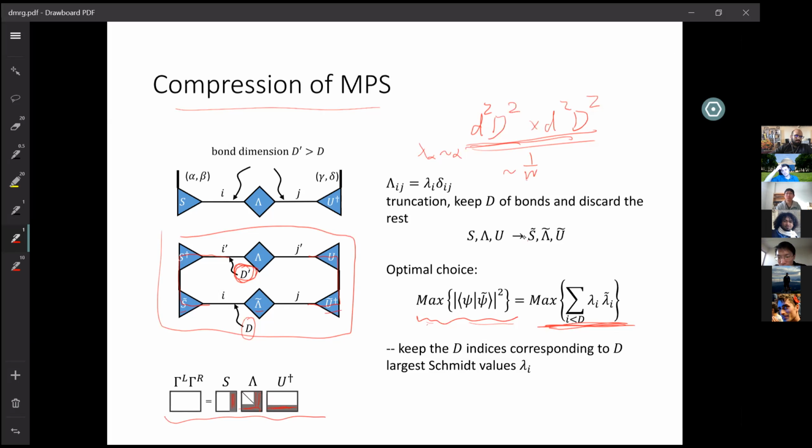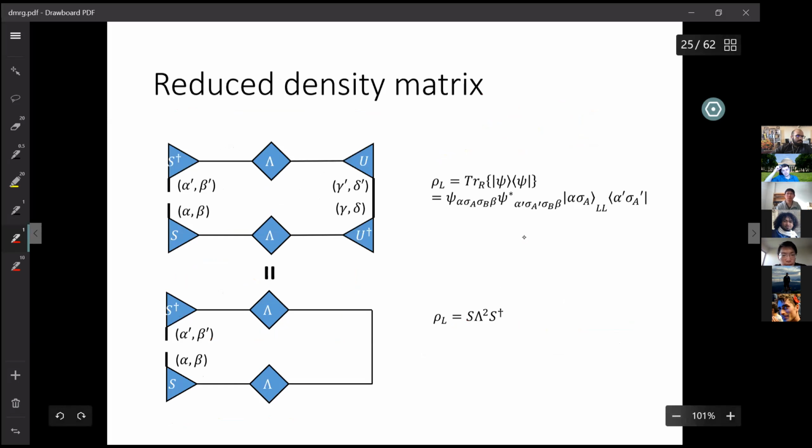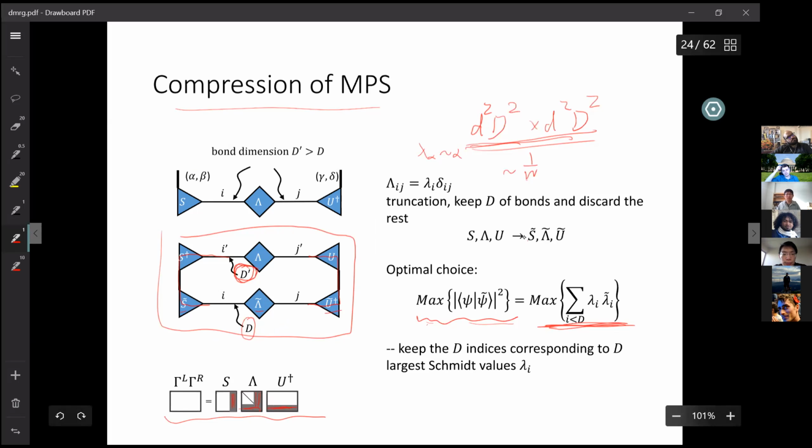All right, let's go ahead. So here you have basically seen something very similar to what I previously mentioned as the truncation process. Here I'm just showing you that choosing the leading capital D number of Schmidt values will give you the best efficiency in terms of compressing the matrix product state.